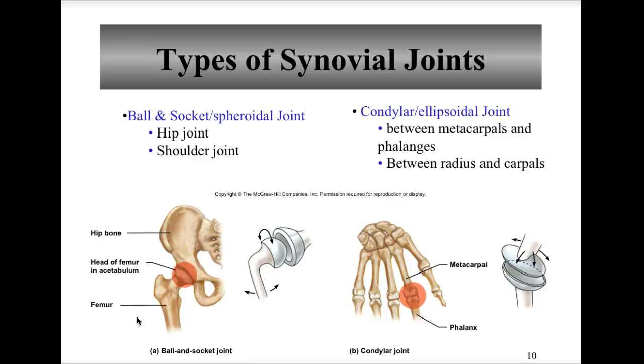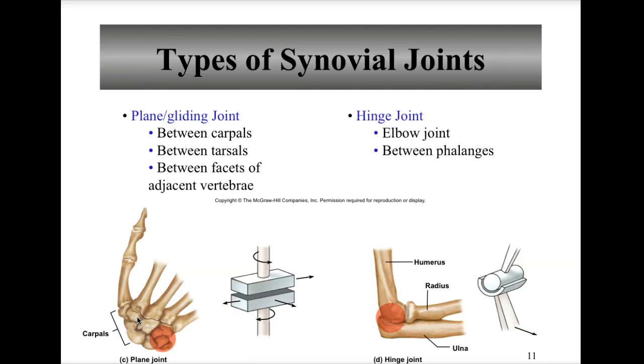The next type is a condyloid joint or ellipsoidal joint. This is going to permit all angular motions except rotation. We do see examples of condyloid joints in the wrist and knuckles. Then you have gliding joints. Gliding joints are cartilaginous joints. An example of a gliding joint would be between the facets of adjacent vertebrae or the intervertebral discs.